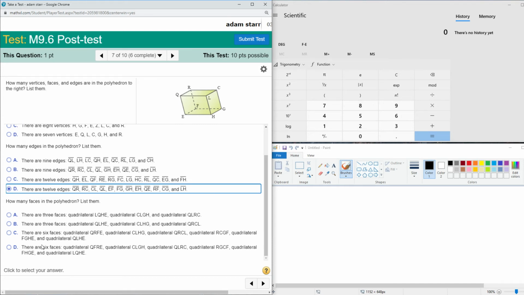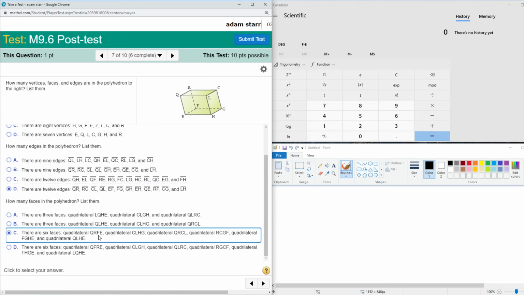Of the two choices that say 6 faces, you have to be very careful. When you name a face, okay, I'm just going to look at my choice C first. When you name a face, the edges have to be connected. So if I look at this first one, QRFE, those edges are all connected. Q to R to F to E, those edges are connected.